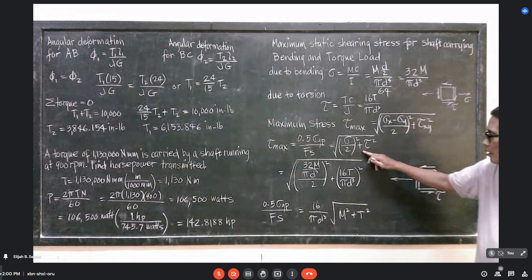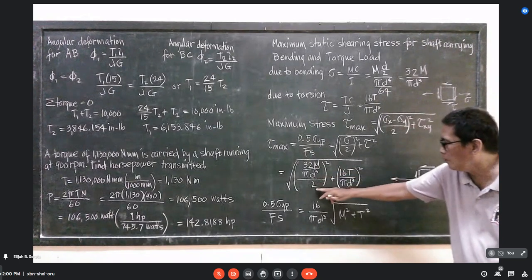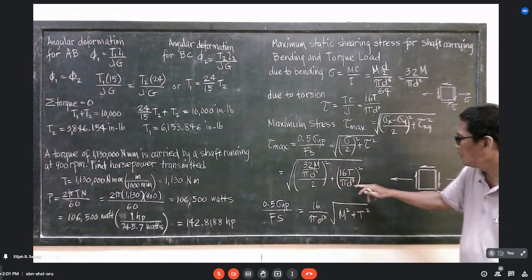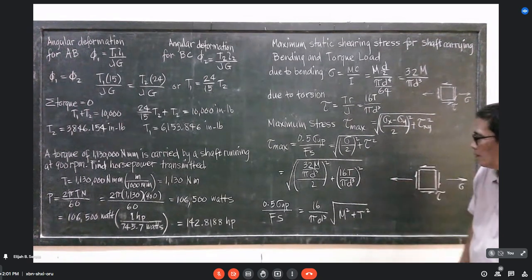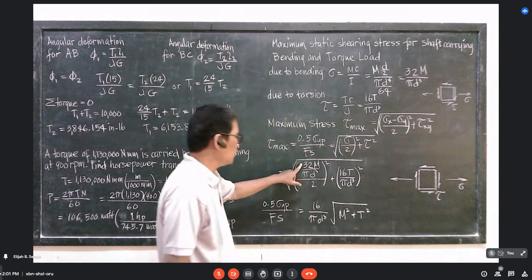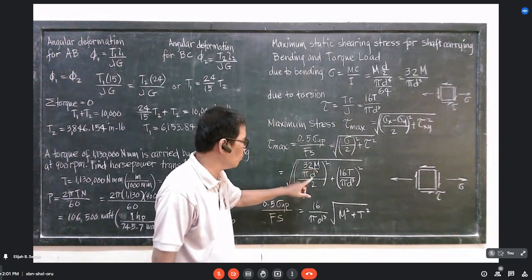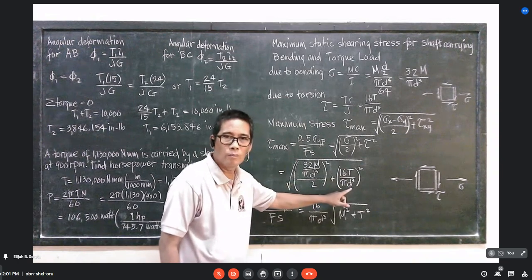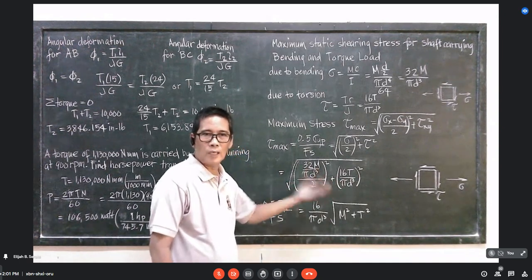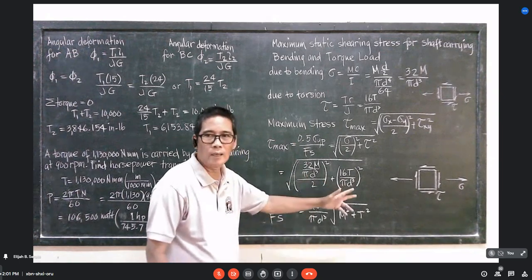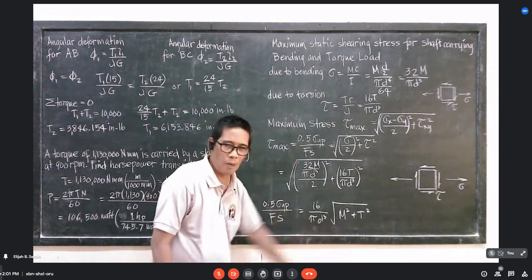And so if we substitute this, we have 32M over pi d cube over 2 for this one, squared, and this shearing stress squared, 16T over pi d cube. You will notice that this 32 divided by 2 becomes 16. So actually, this is 16M over pi d cube, and this is also 16T over pi d cube, squared. So we can factor this out outside the radical: 16 over pi d cube, square root of M squared plus T squared.